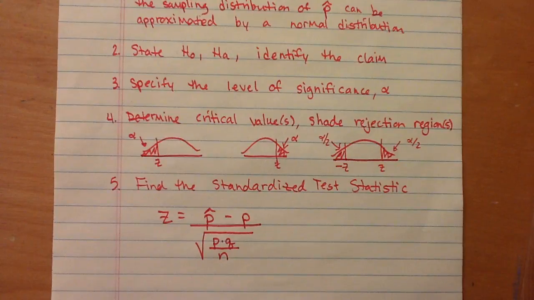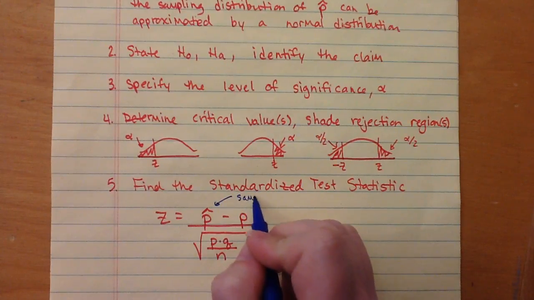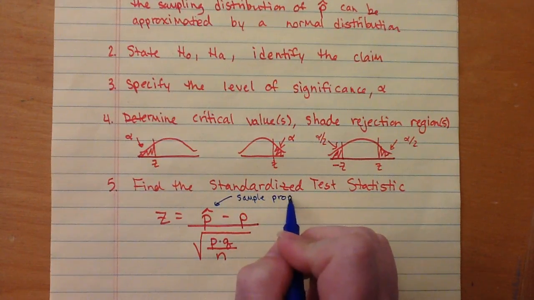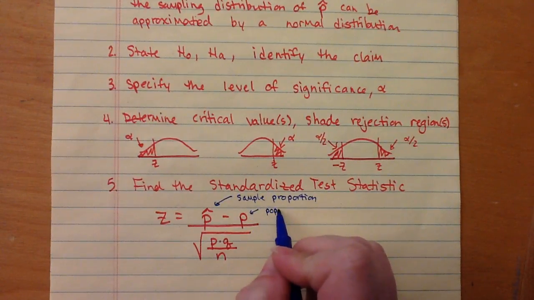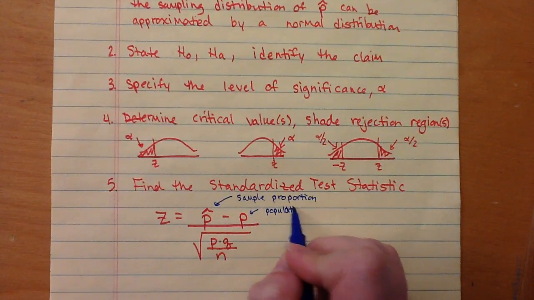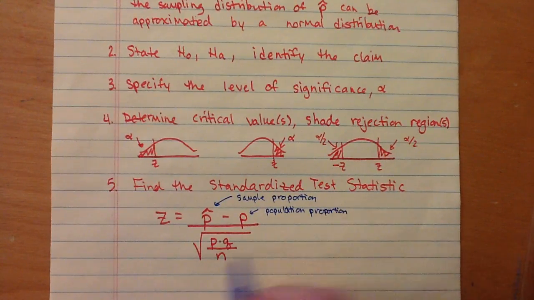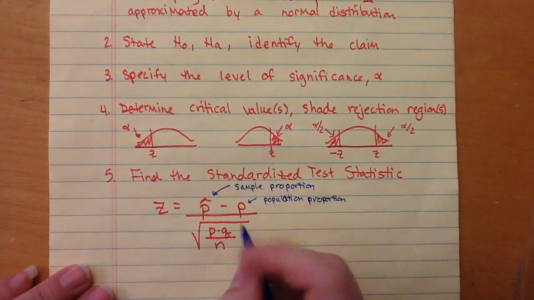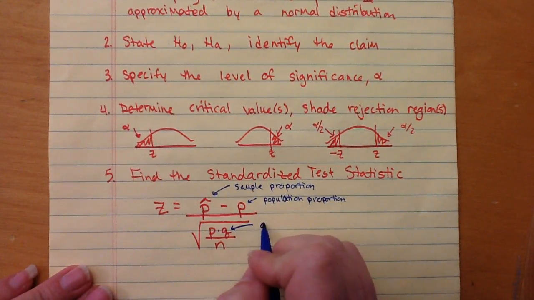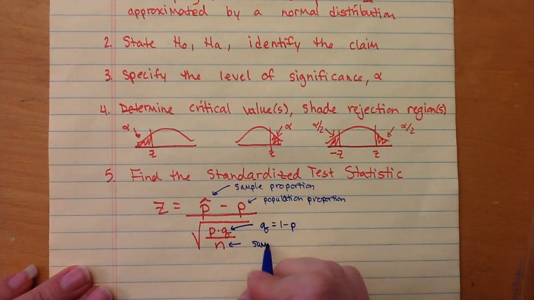Okay, I want to just take a moment to go over what all of those things are. P hat is the sample proportion. P is the population proportion, and that's what's being hypothesized. P is, again, the population proportion. Q is 1 minus p, and n is sample size.